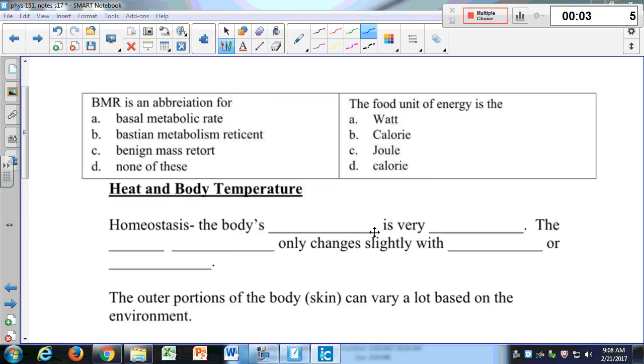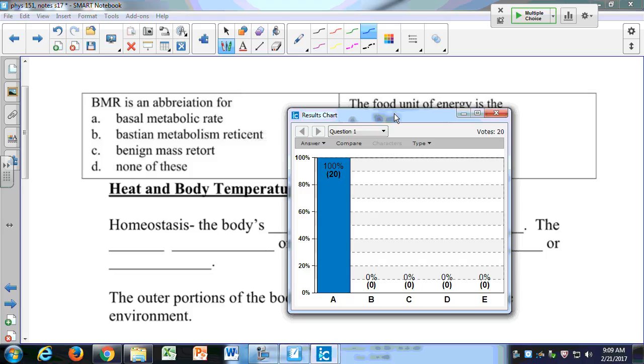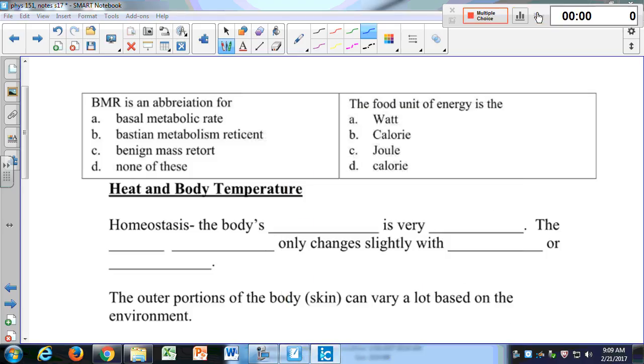BMR is an abbreviation for which of these? Doing the one on the left now. All right, I'm going to stop at 35. Looks like that's everybody. Okay, awesome. Basal metabolic rate. That's an easy one. We'll do this next one too, and then I'll give you a joke.